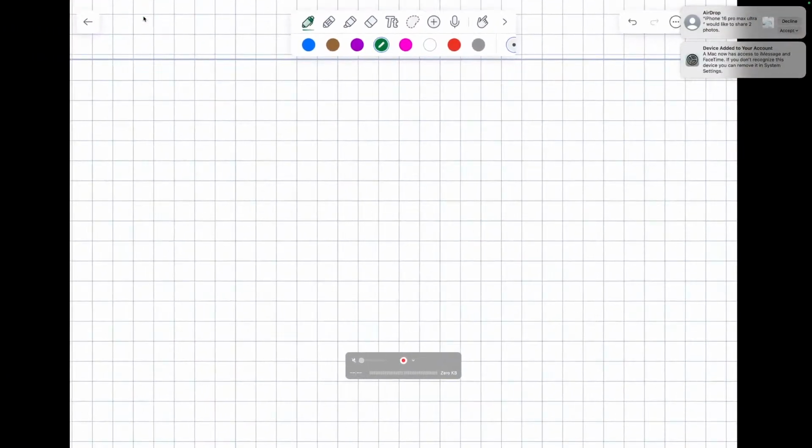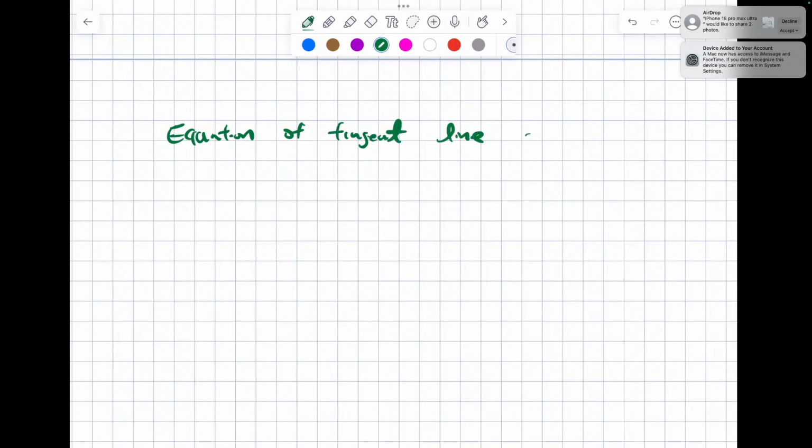All right, so what we're going to do is understand certain things. First of all, we want to understand what the equation of a tangent line is, in a correct form. So we want to use the equation of the tangent line approximation.